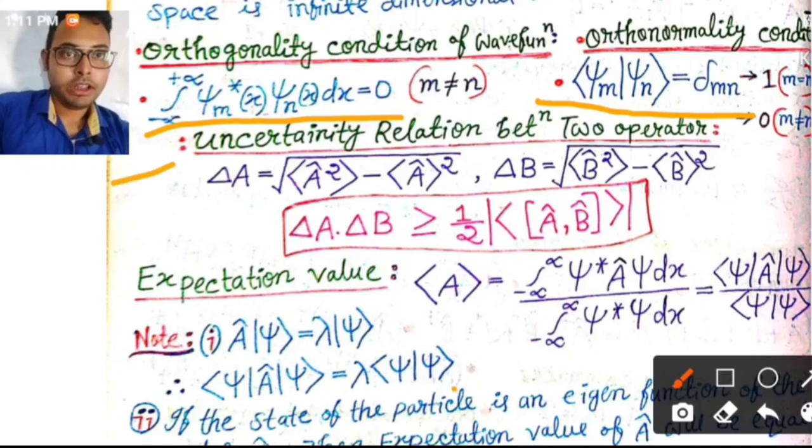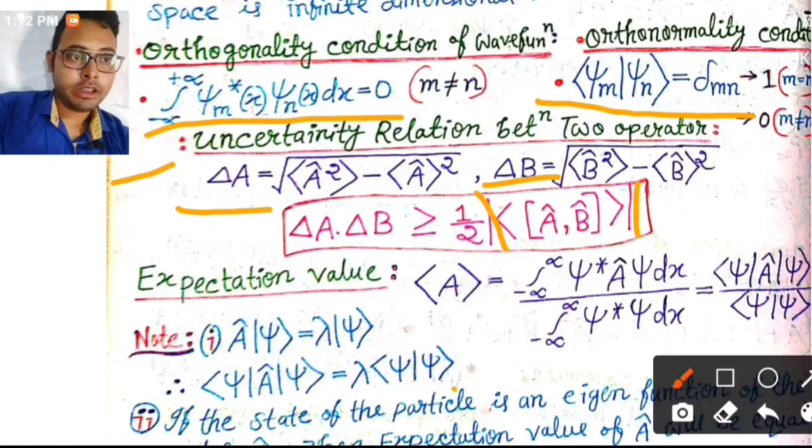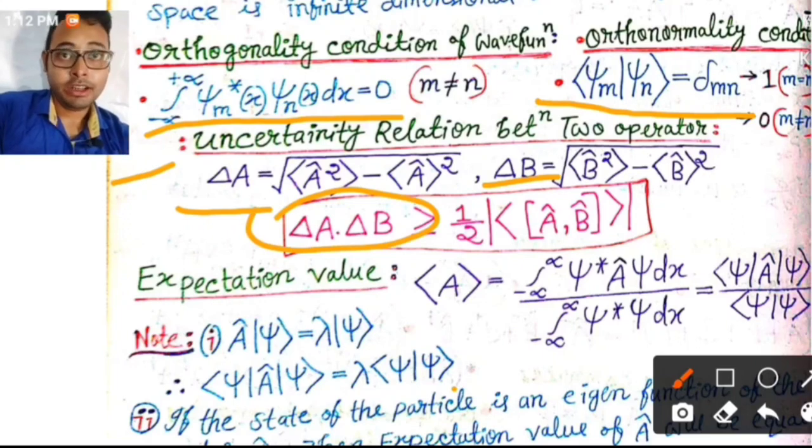Uncertainty relation between two operators. Look at this, delta A is the uncertainty, and we can calculate it from this formula, and delta B is the uncertainty of the other operator. If both of them are multiplied, the uncertainty product will be greater than or equal to half of the modulus of the expectation value of the commutator. So we have discussed earlier, if x and p commute, this becomes 0, then this also becomes 0. The uncertainty product becomes 0. That means we can measure them simultaneously, okay.